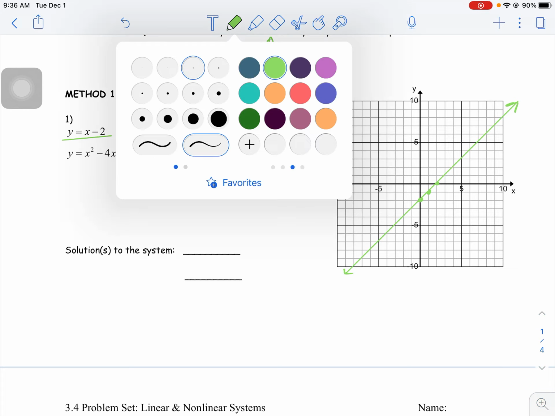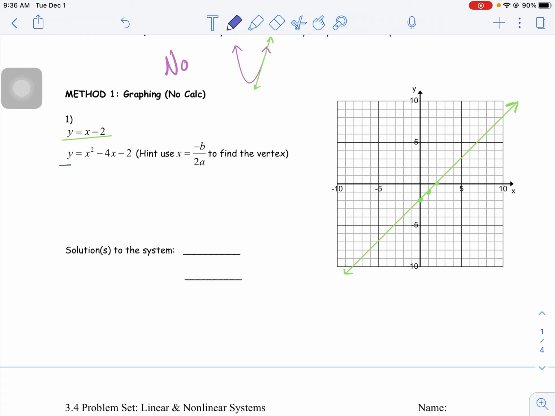Okay, and then our next graph, I'll graph in this purple color. It says x squared minus 4x minus 2. It says, hint, use x equals -b over 2a to find the vertex. So let's do that. -4 over 2 times 1. So that's going to be 4 over 2, which is just 2. And then we have to plug that in because that's the x value of the vertex. So y is equal to 2 squared minus 4 times 2 minus 2. So y equals 4 minus 8 minus 2. 4 minus 8 is -4, so y equals -6.